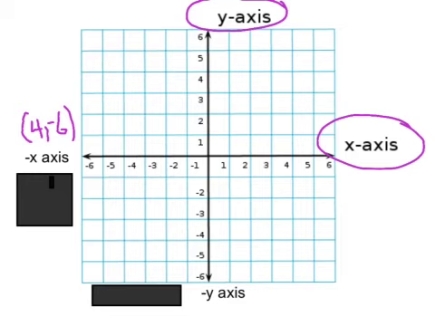Step 1. Start at the origin and try to find 4 on the x-axis. Step 2. Since it is negative 6 instead of 6, I would look down to my y-axis and try to find negative 6. Step 3. Find where both 4 and negative 6 intersect, or where those two lines meet, and that would be the coordinate.